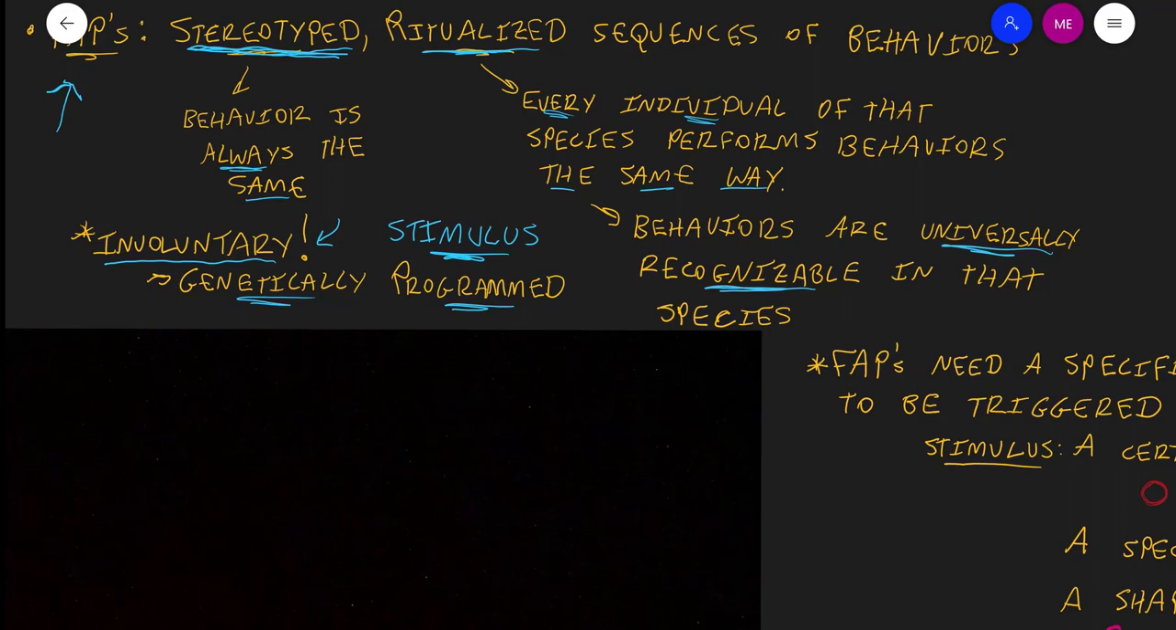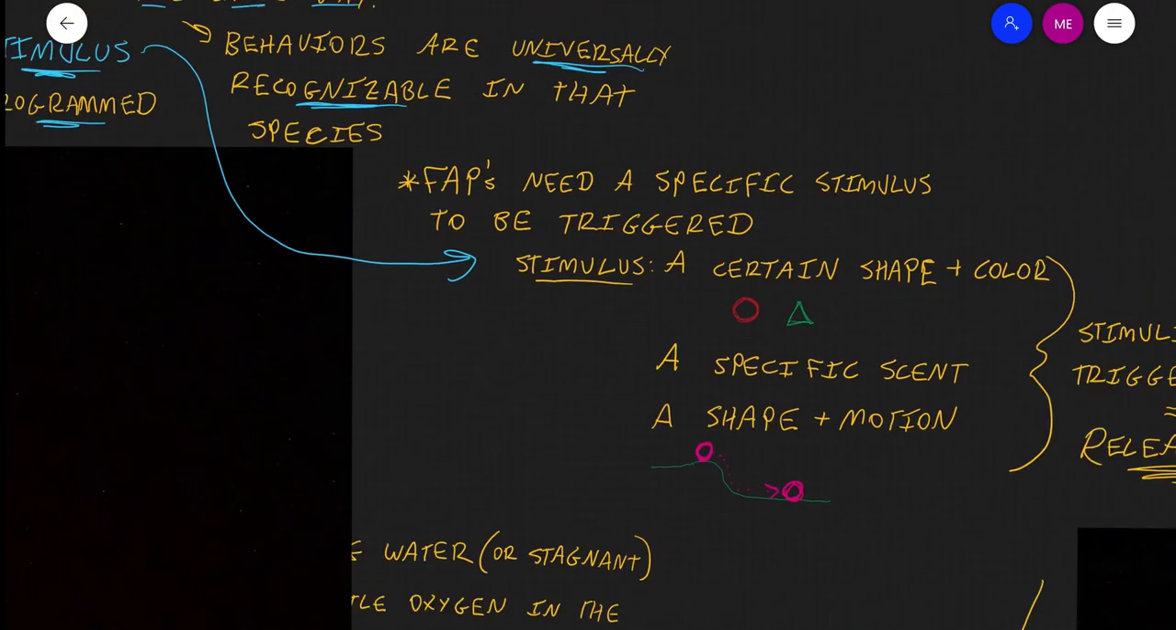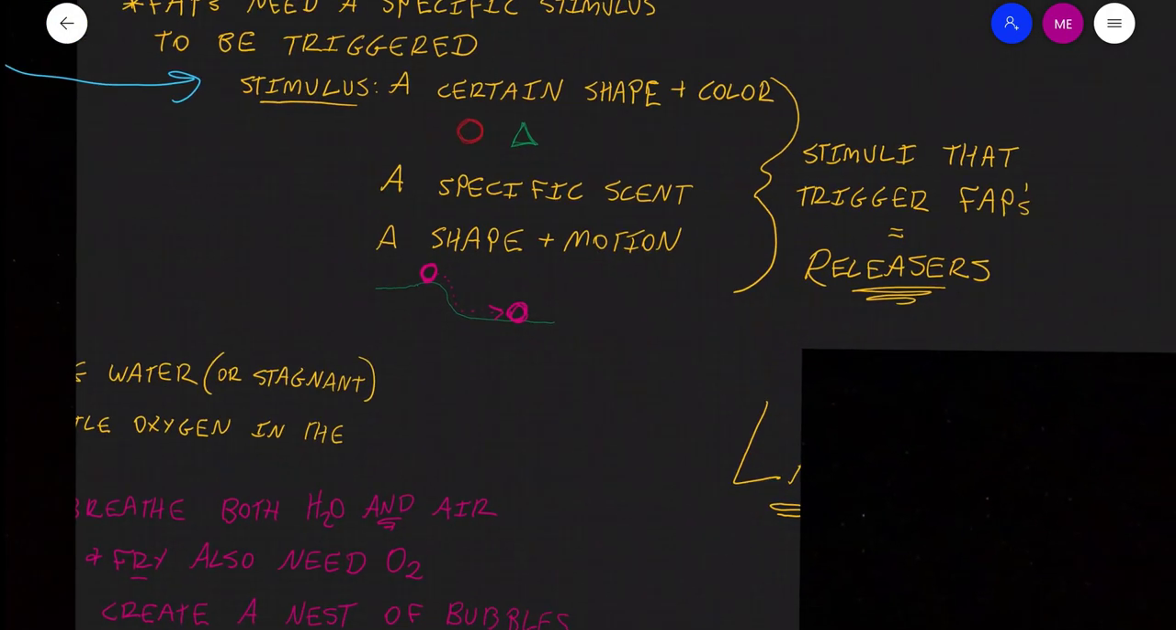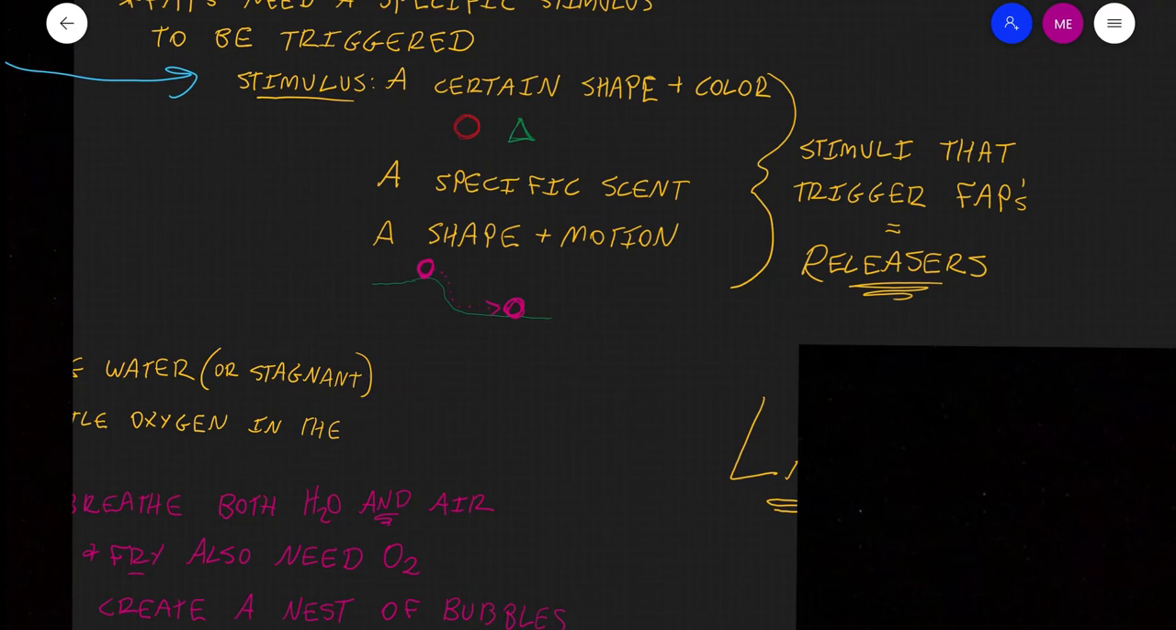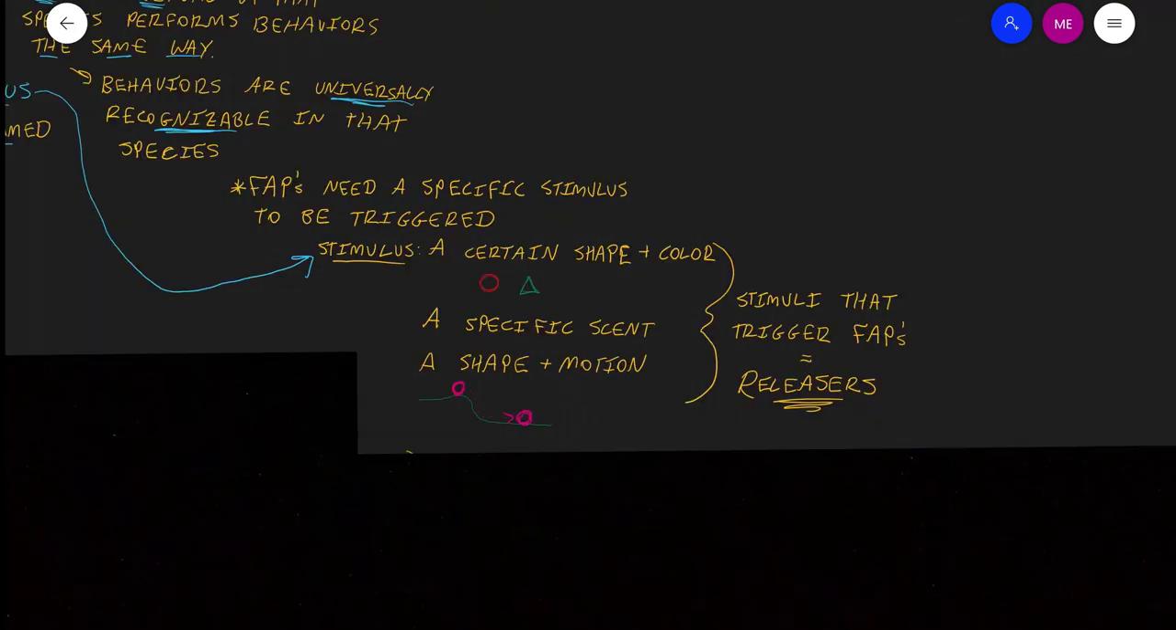And let's talk a bit more about that stimulus that I mentioned up here. Okay, so we're going to connect these ideas. Now, the stimulus that triggers a fixed action pattern set of behaviors has to be very specific, and it also tends to be something very simple.